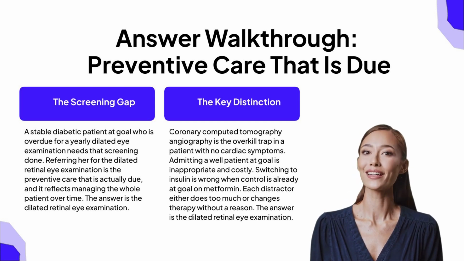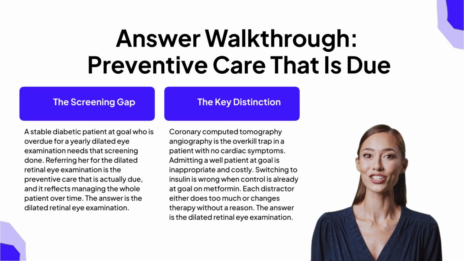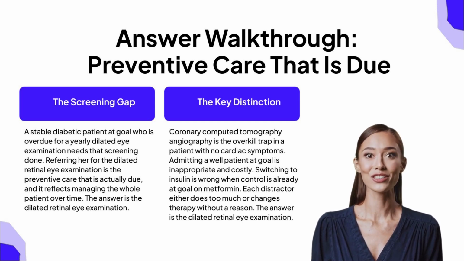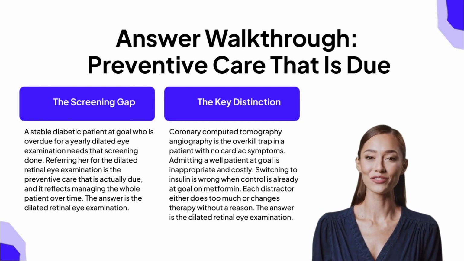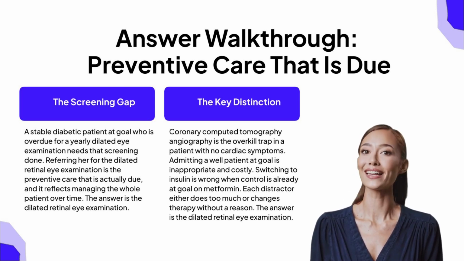Now, the wrong choices. Coronary CT angiography is the overkill trap in a patient with no cardiac symptoms. Admitting a well patient at goal for inpatient glucose monitoring is inappropriate and expensive. Stopping metformin for insulin makes no sense when her control is at goal. The correct answer is to refer her for the dilated retinal eye examination.